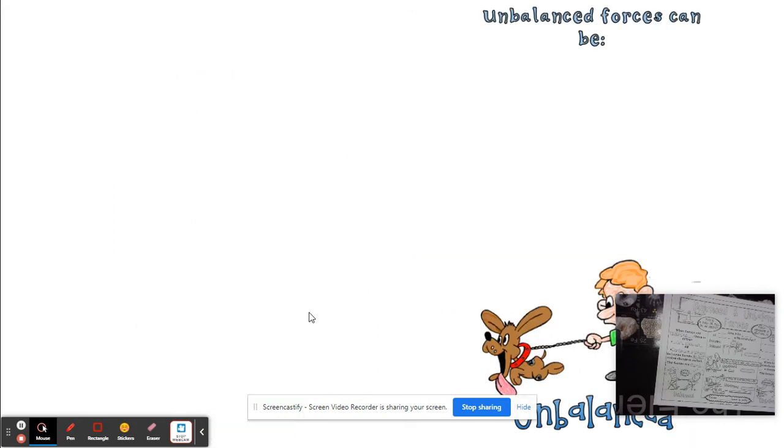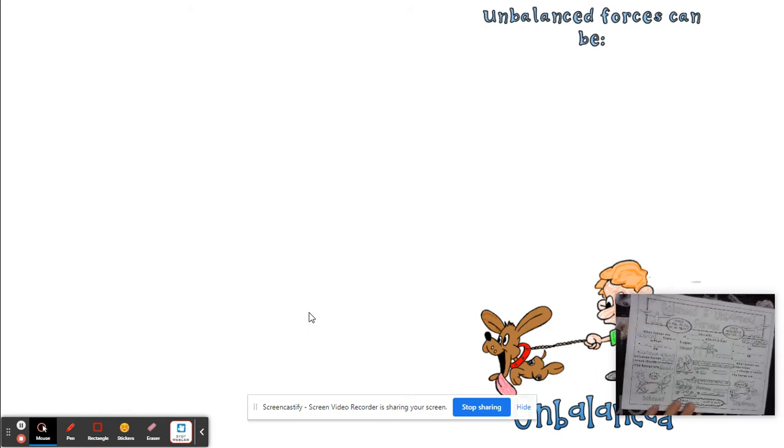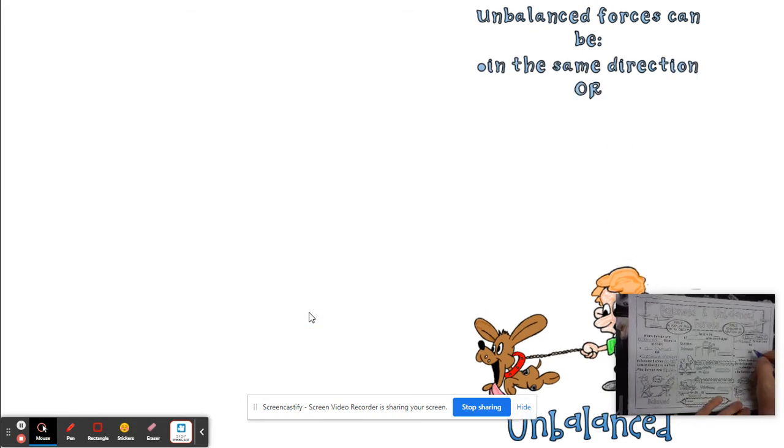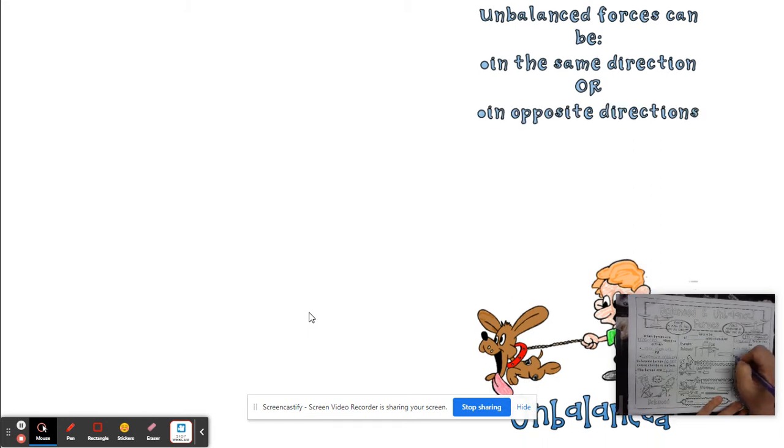All right, now we're going to look at unbalanced forces. So now you're on the far right side of your chart here. Where it says forces can, you're going to write: unbalanced forces can be in the same direction or in opposite directions.